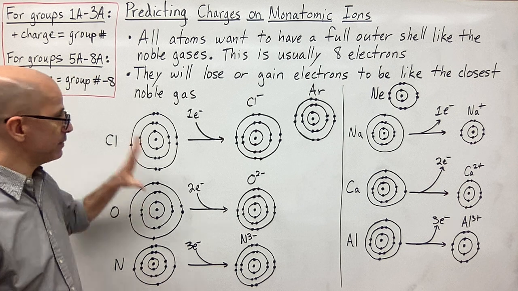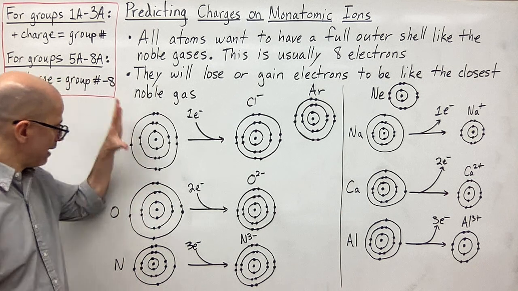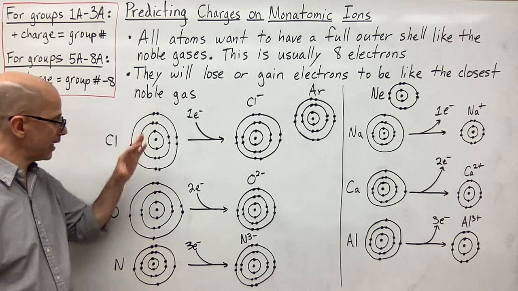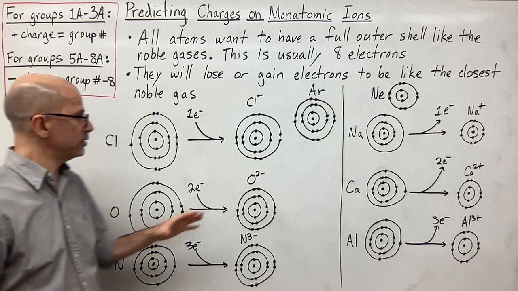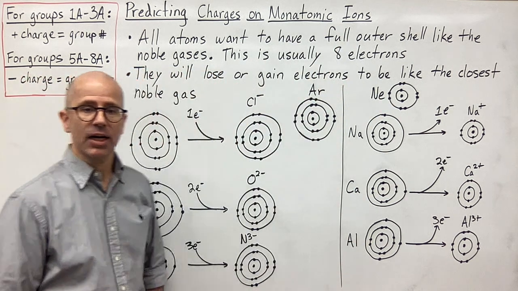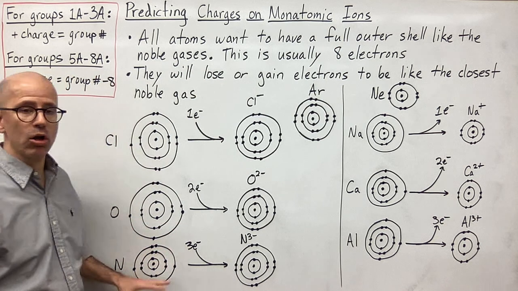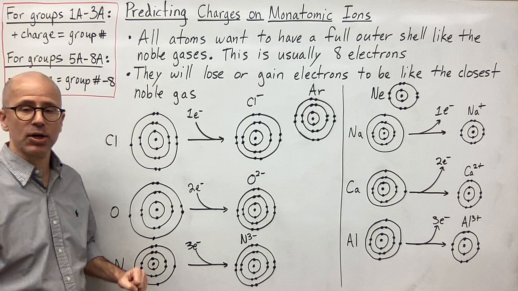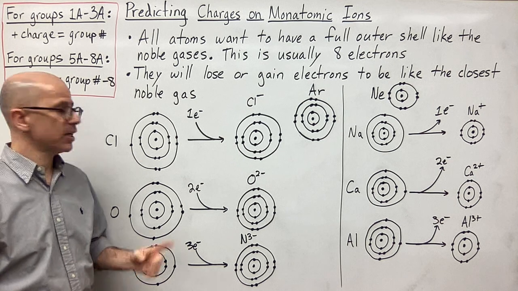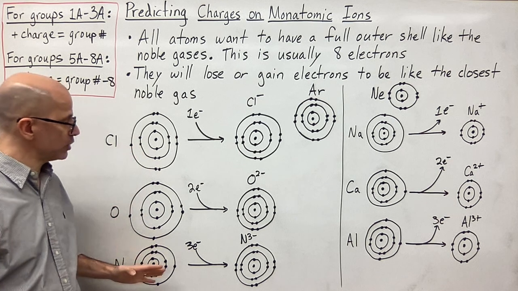So here I have 6 different atoms. Here I have 3 nonmetals on the right side of the table, and here I have 3 metals on the left side of the periodic table. The first thing I want to point out is that all of these are in the same period. They're in period 3. How do I know that they're in period 3? Because they have 3 energy levels. All of them have 3 energy levels.